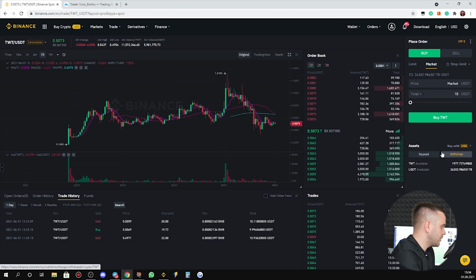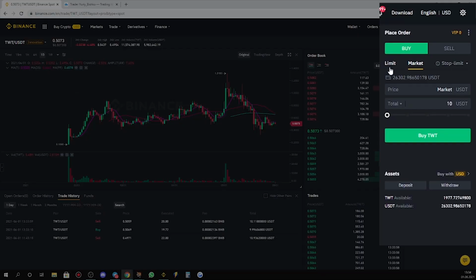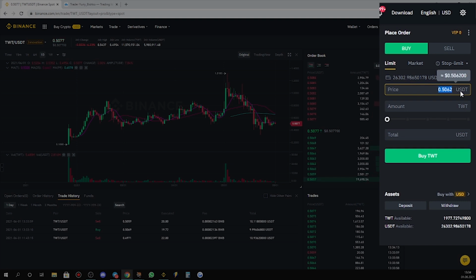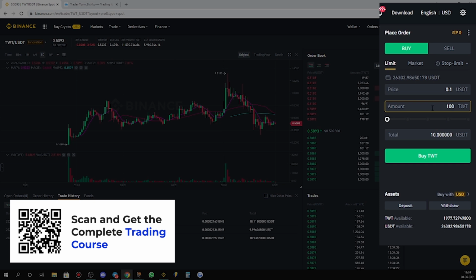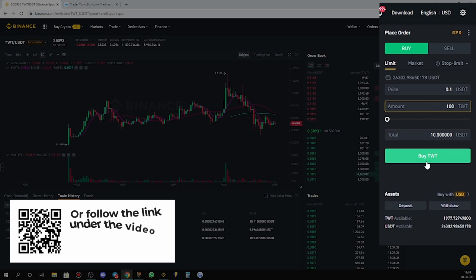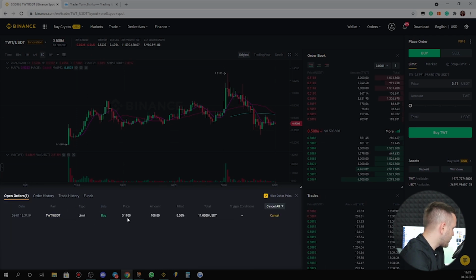Some of you would tell me, okay Yuri, but how can I buy if I would like to buy TVT only if the price drops to 0.18? That is called a pending order. You don't need to buy exactly right now; you can set a pending order. You buy with limit, and here you write the price at which you would like to buy. For example, I would like to buy TVT at 0.1 and an amount of 100 TVT coins. As you can see, the total cost would be 10 USD for me. Then you can see the open order by limit, the price, amount, filled, and total cost. That's all.